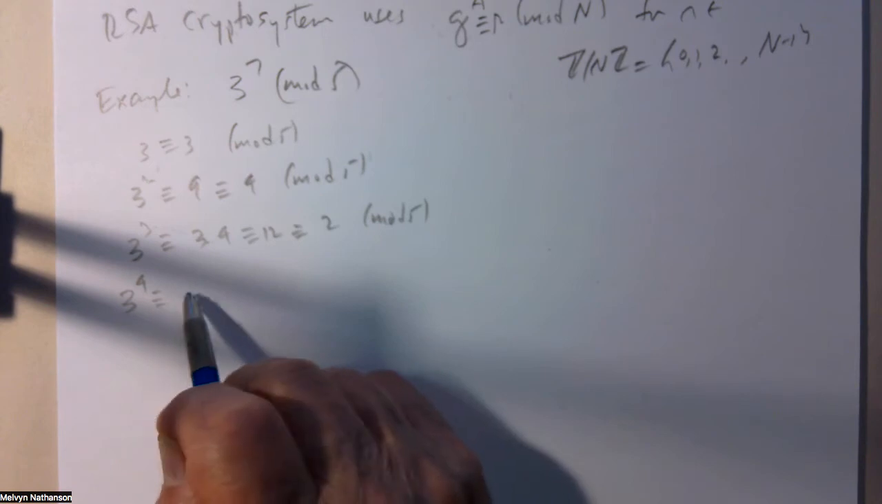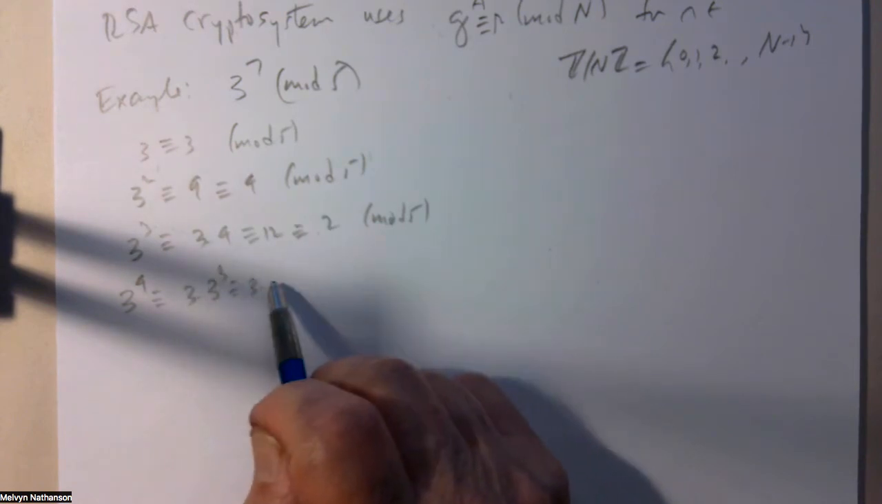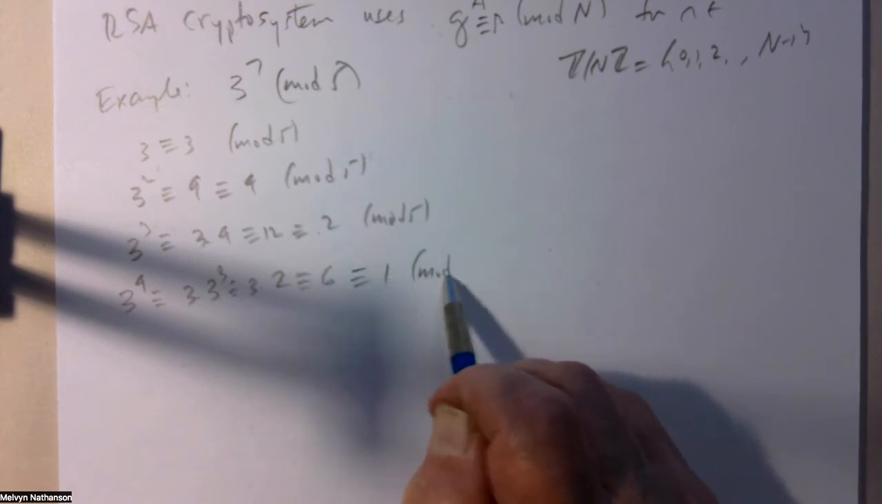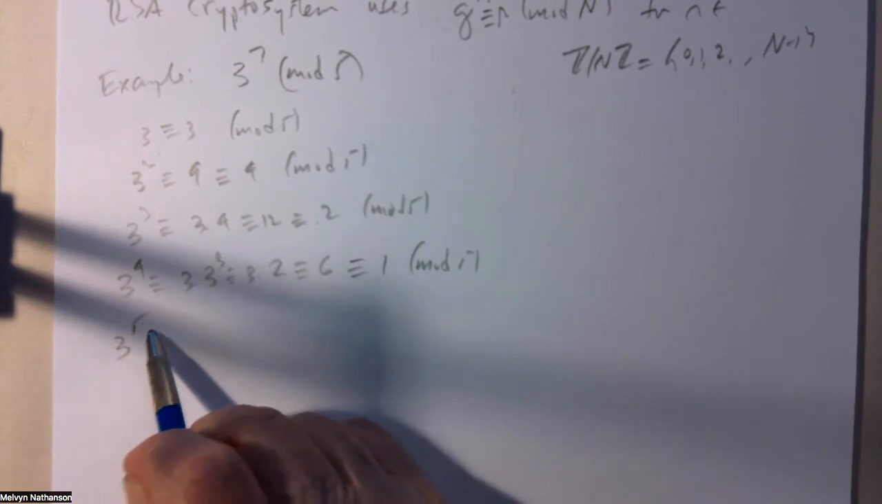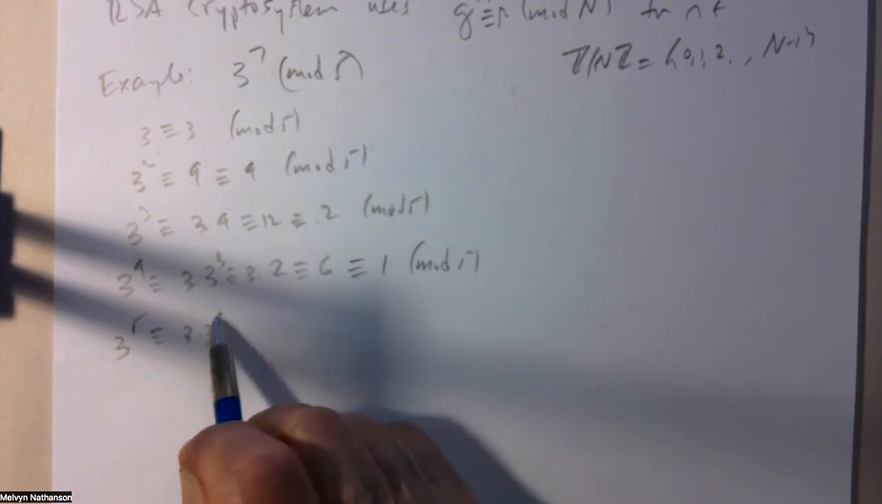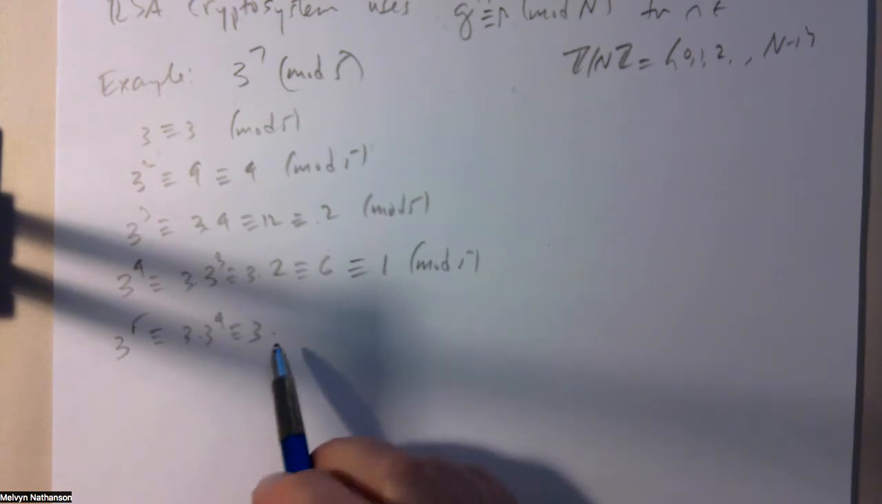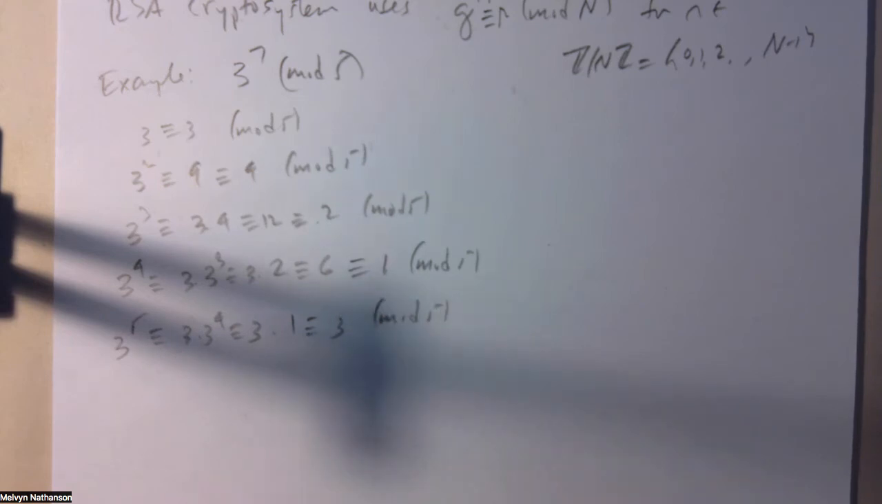3 to the 4th is 3 times 3 cubed. That's 3 times 2. That's 6. That's 1 mod 5. 3 to the 5th is 3 times 3 to the 4th. That's 3 times 1. That's 3 mod 5.